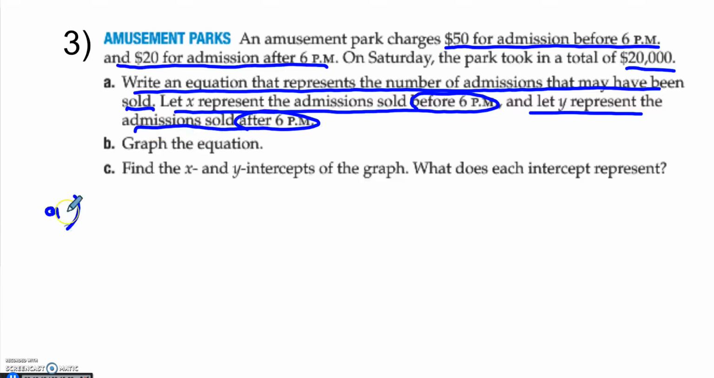So for part A, if I'm writing an equation, I want you to notice that the 50 represents the amount of money per ticket before 6 p.m. And X also represents the number of tickets sold before 6 p.m. So if we wanted to start our equation, if we multiplied 50 times X, that would represent the amount of money we're making just before 6 p.m. So we could start with 50X plus $20 for admission after 6 p.m.